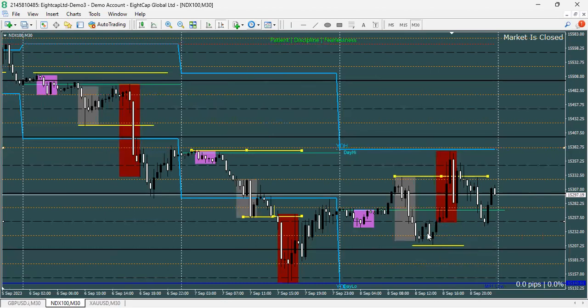As you can see, coming into our session, we get this nice bullish candle coming off of our low. As soon as the session opens at 8 a.m., we get this nice bullish candle.